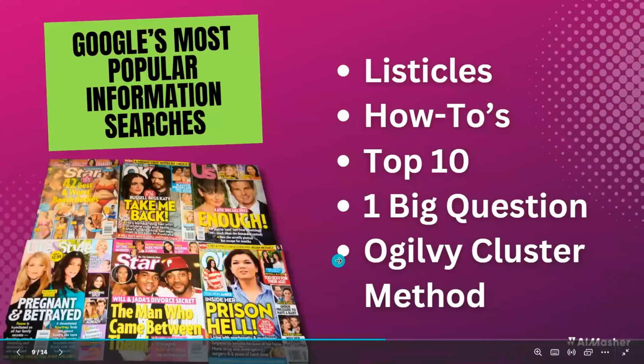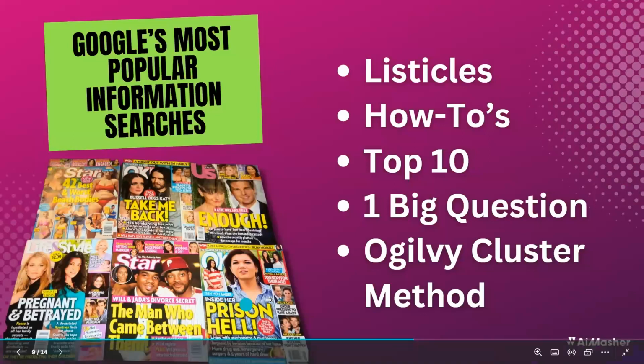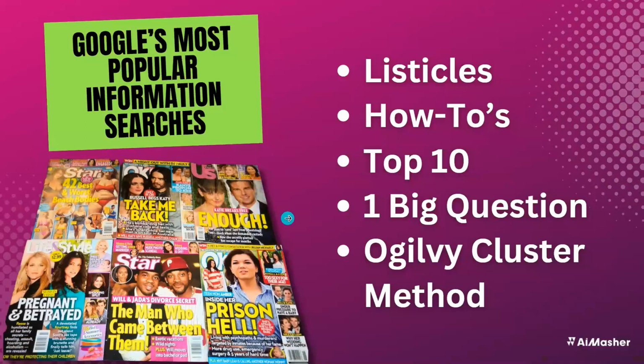Now, this is my favorite: Google's most popular information searches. Remember, I talked a little bit about what is at the checkout stand at the grocery store. Celebrity gossip magazines. If you look at titles, they're question titles. Here's one: 42 best and worst beach bodies. That's a listicle. Inside her prison hell, that's more of a question. The man who came between. These are statements that really cause your mind to go, what is the relationship between these two people? So you're forming a question. This is a trick that's been used since they started printing on paper, okay?